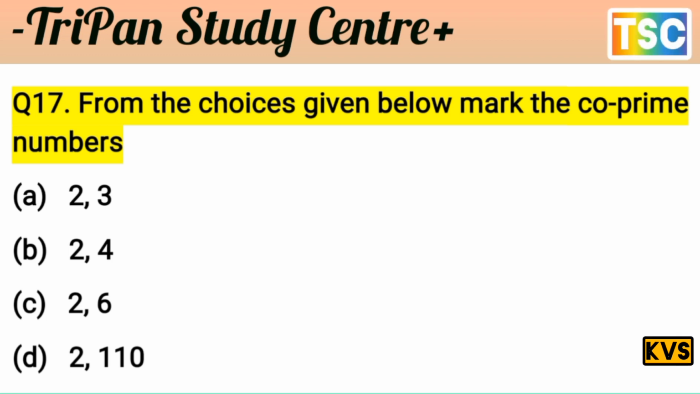You see that D, 2 and 110, is divisible by 2 for both. And C is also divisible by 2 for both. And B is divisible by 2 for both. It means D, C, and B are rejected here. They are not co-prime numbers. But A, 2 and 3, is not divisible by a common number like 2 here. It means it is a co-prime number. The option A is correct here. 2 and 3 is the co-prime pair.